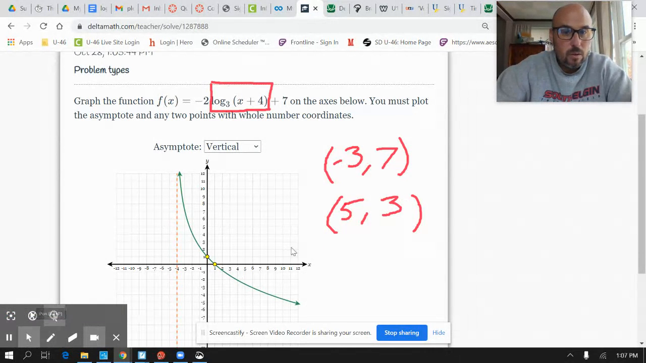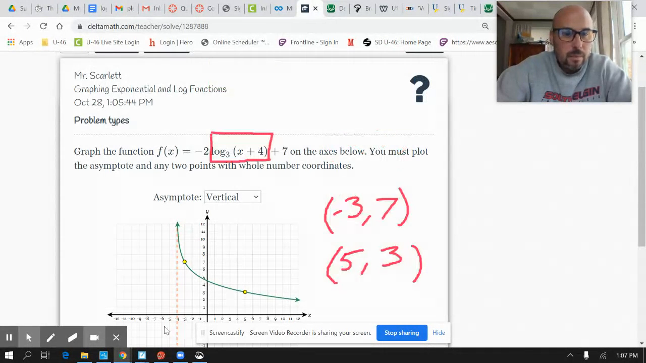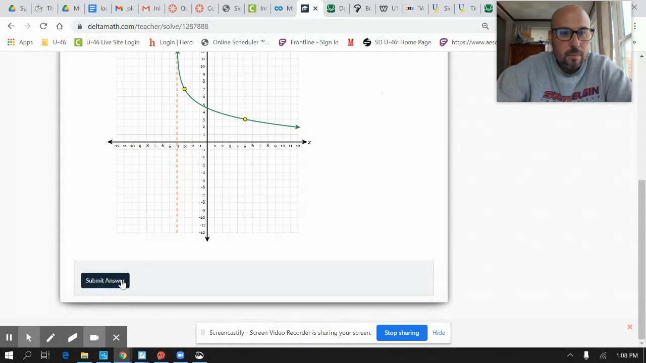So there are 2 ordered pairs, negative 3, 7, and then 5, 3. And that will do it. Let me erase this and submit my answer.